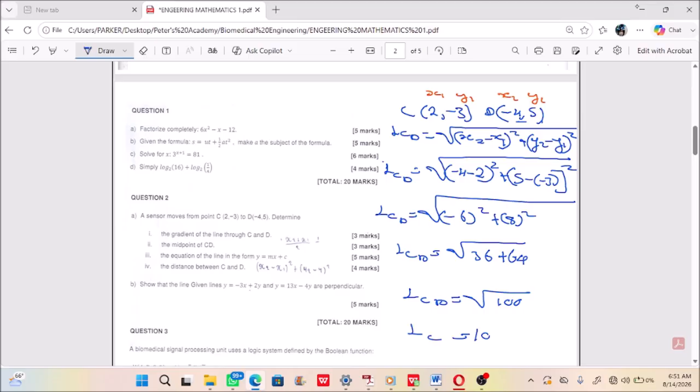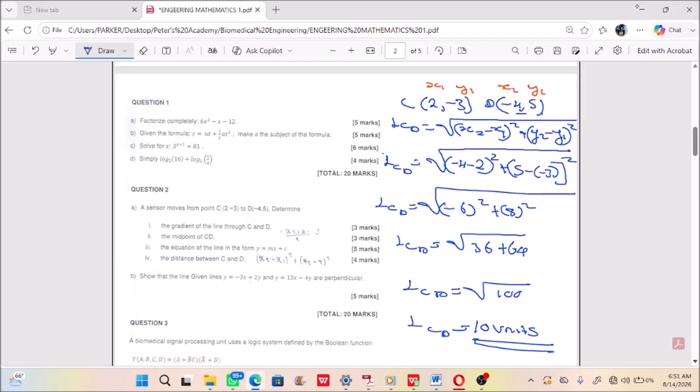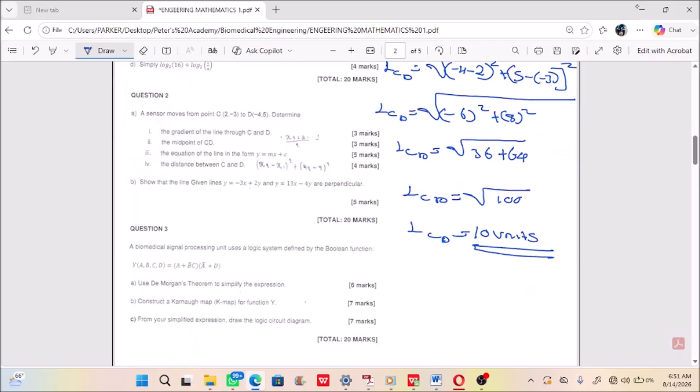And do we have any units here? The question says a sensor moves from point C, 2 comma negative 3, to D, negative 4 comma 5, and we don't have any units, so we put 10 units. So this was our distance CD. Let's proceed to question B.